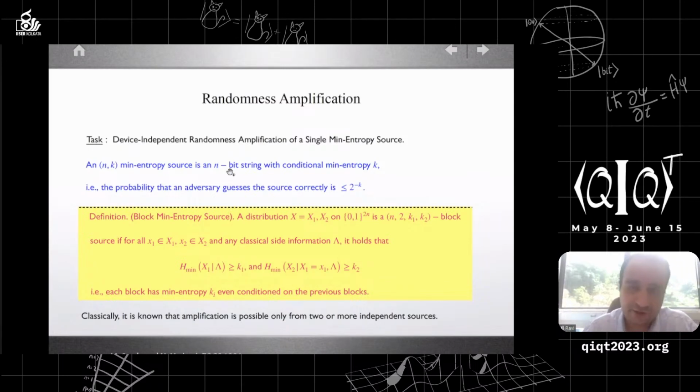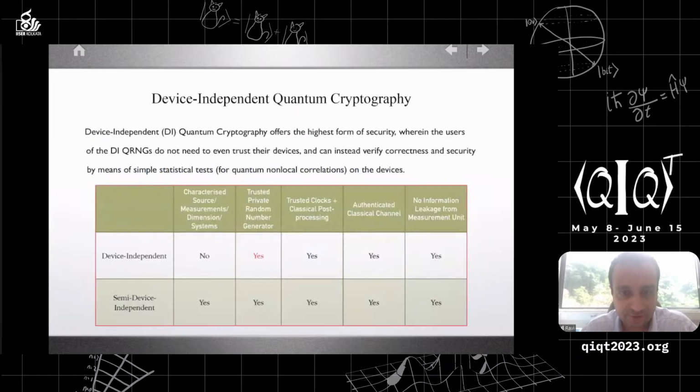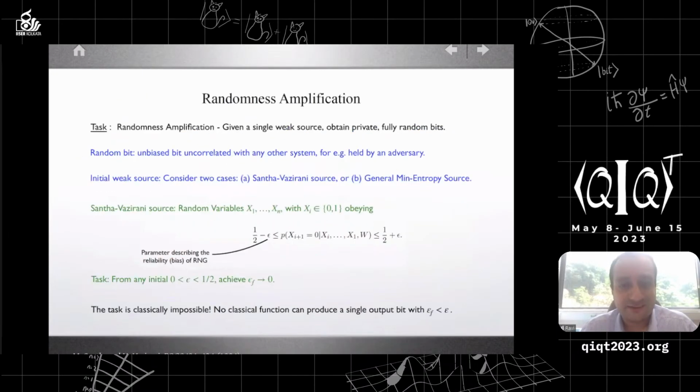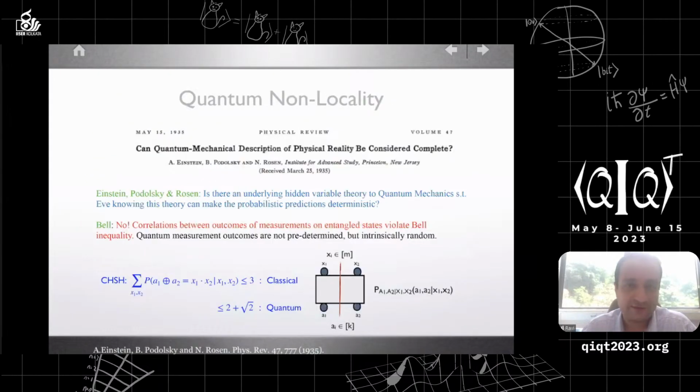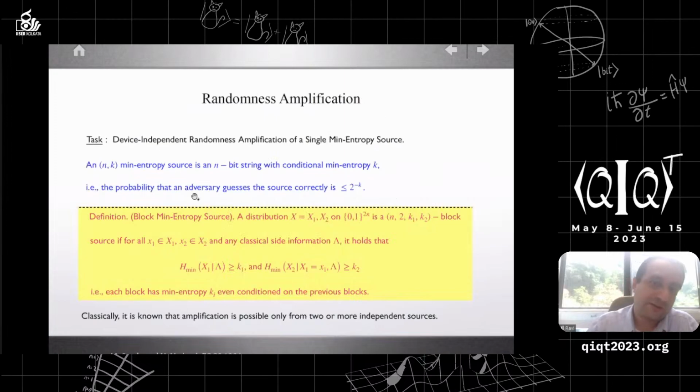The difference between a min-entropy source and the Santha-Vazirani source, which I talked about earlier, is that in the Santha-Vazirani source, each bit has some unpredictability, even after knowing all the previous bits. Each bit still has some epsilon amount of randomness to it. Whereas in the general case, a min-entropy source is just an n-bit string which is not fully deterministic. In this particular talk, I will be talking about the block min-entropy source, which is somewhat intermediate between the Santha-Vazirani source and the min-entropy source.